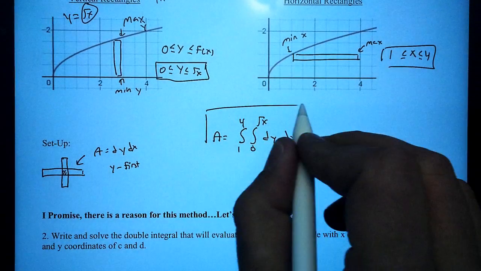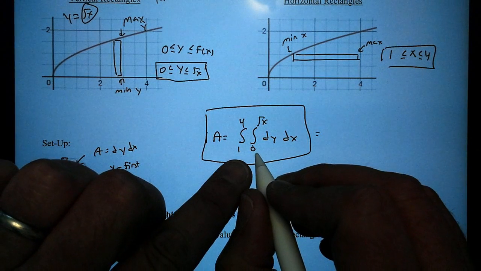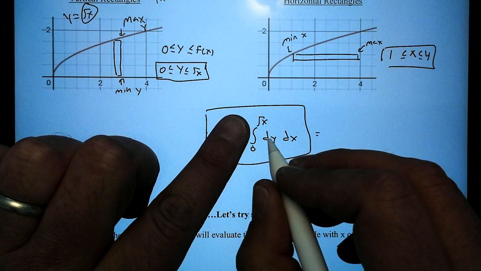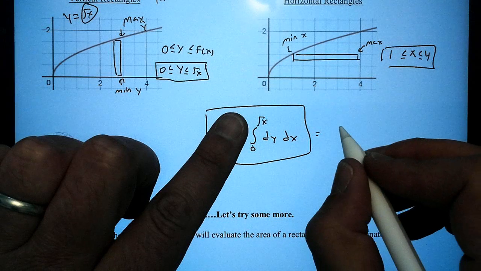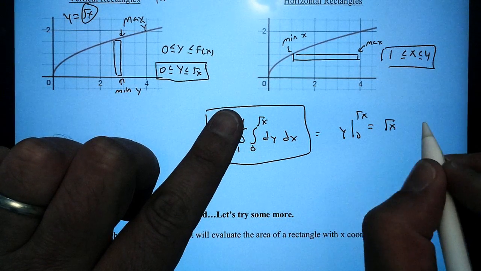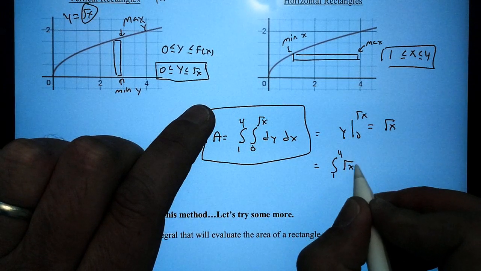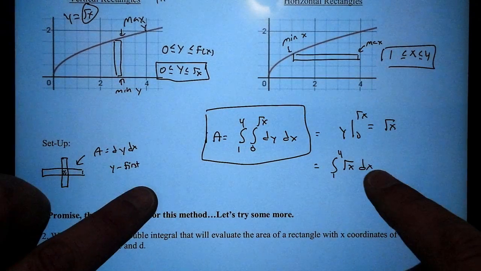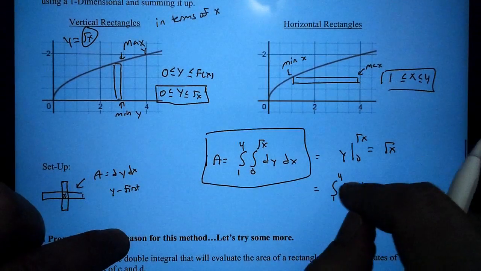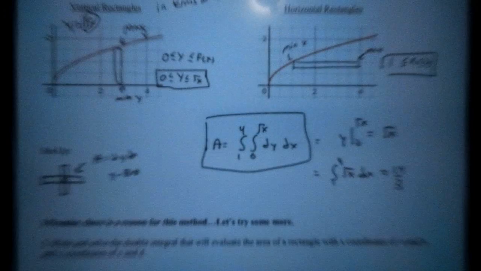Well, let's go ahead and solve this. Looking from yesterday, we would integrate the inside first. If we integrate just the inside, we get y from 0 to the square root of x, which of course is just the square root of x. So my new integral from 1 to 4 would be the square root of x dx. And if you notice, we get the exact same integral as we have over here. So we're going to wind up with the same answer.